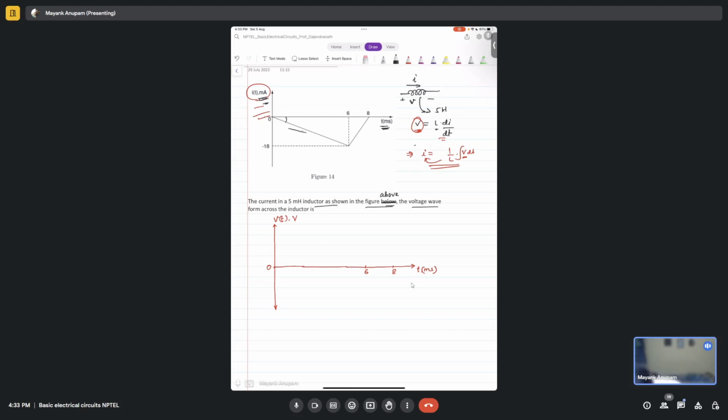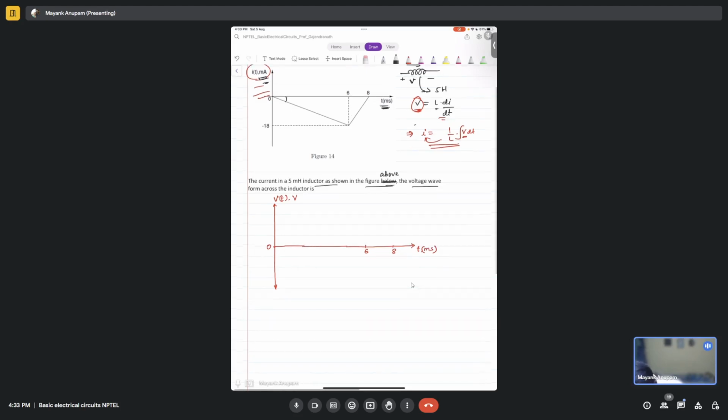You see, the current here is decreasing, so the slope should be negative. Let's take two points, this point and this point. Here the coordinates are 6 comma minus 18, and the coordinates here are 0 comma 0. So y2 minus y1 divided by x2 minus x1 is minus 18 minus 0, divided by 6 minus 0. So it's basically minus 3. This is the time derivative di by dt.